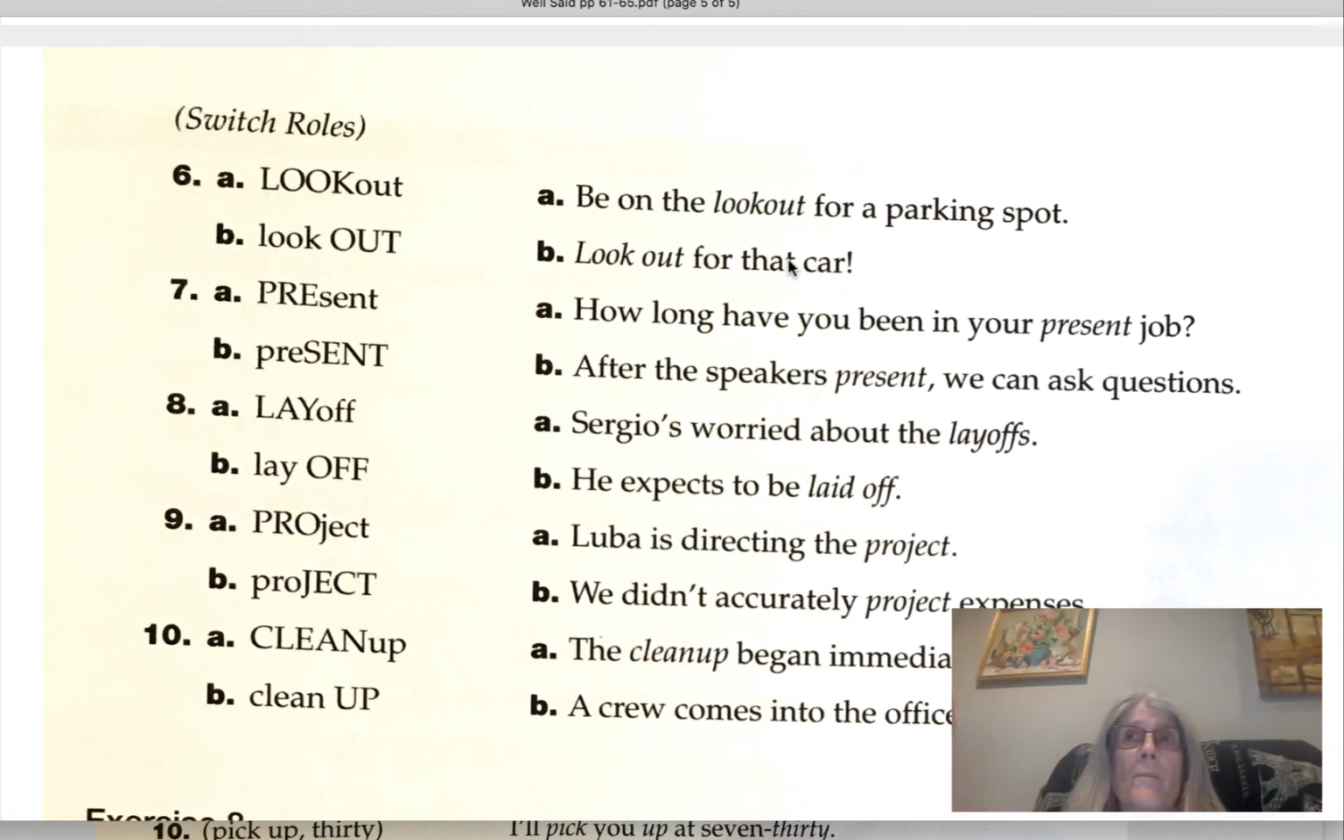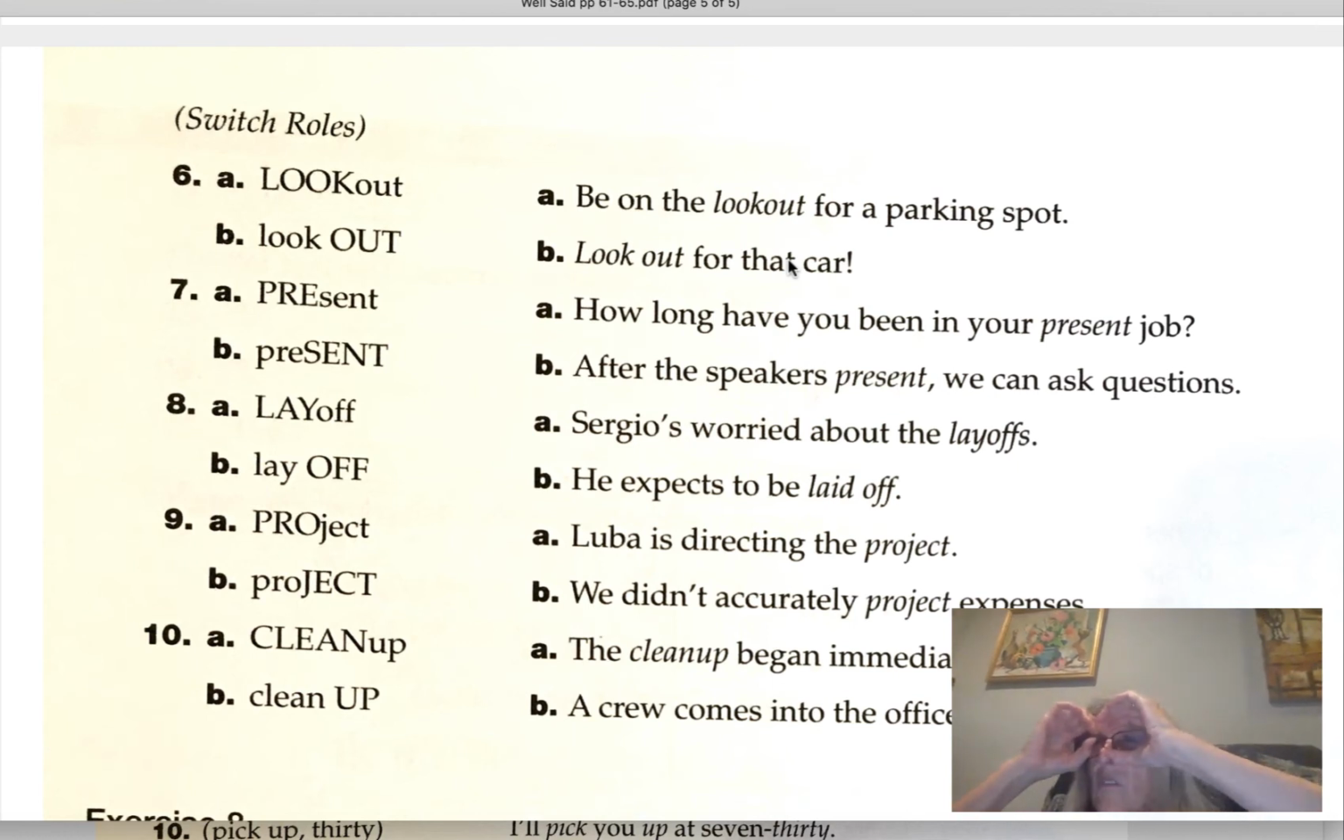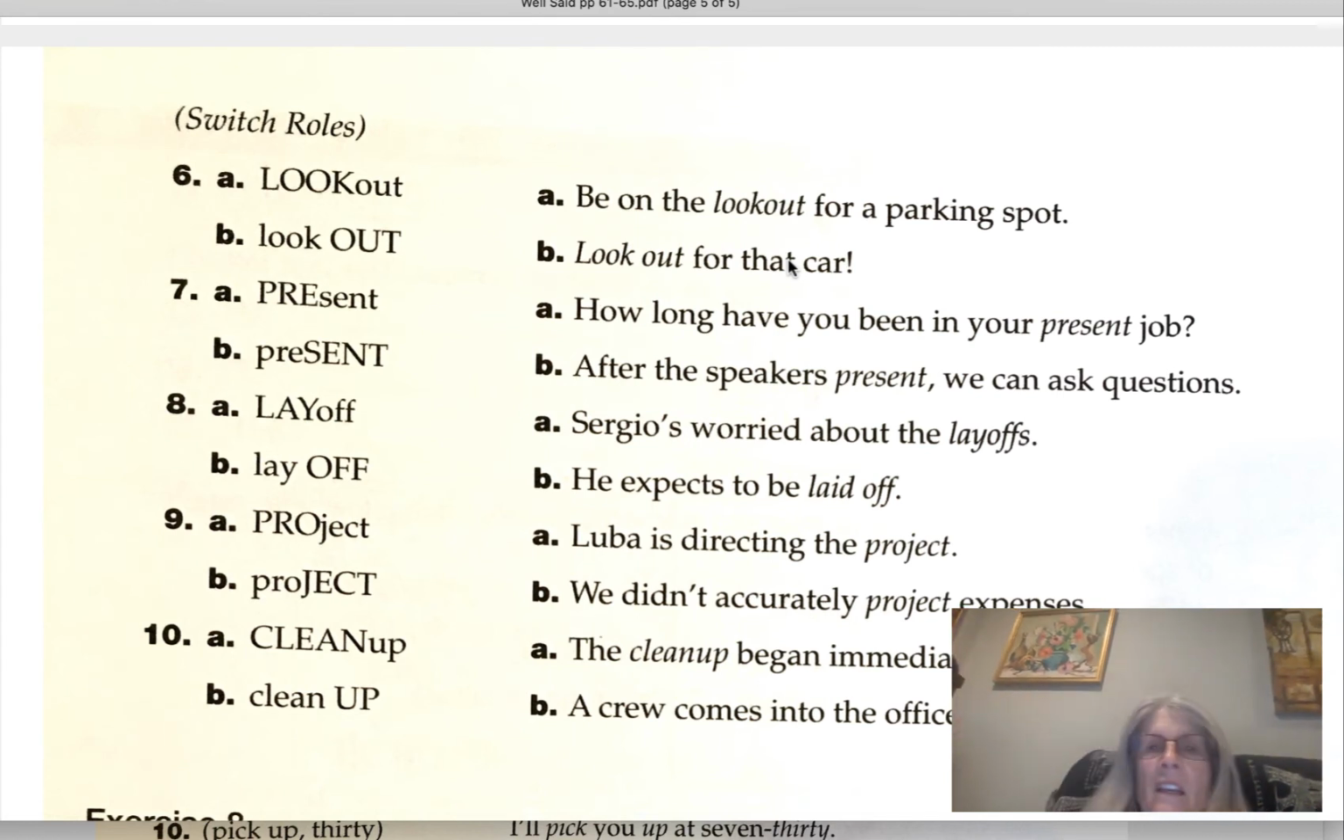Look out. Okay. We also have lookouts, people who have the binoculars, like police officers who are undercover, and they're trying to see if the bad guy's coming and they're acting as the lookout. That's the person. Okay. But if you have to do the actual action, we'll just say, go look out the window. Okay. See if it's raining. All right.